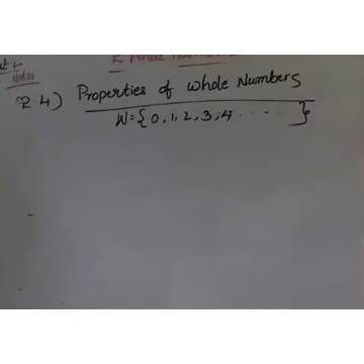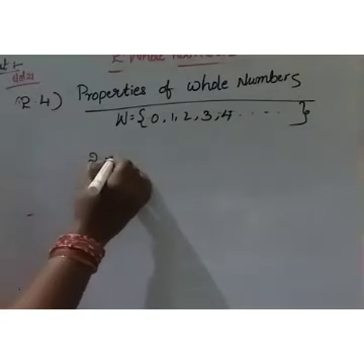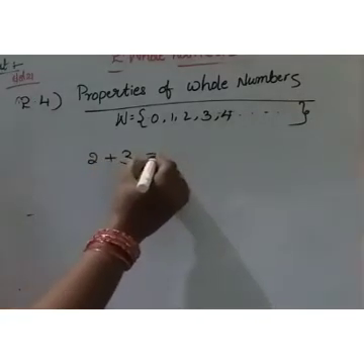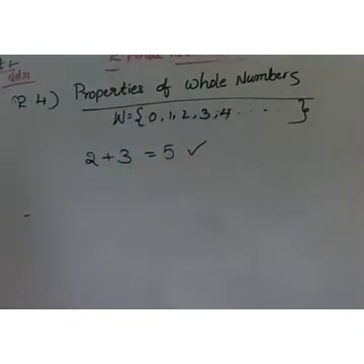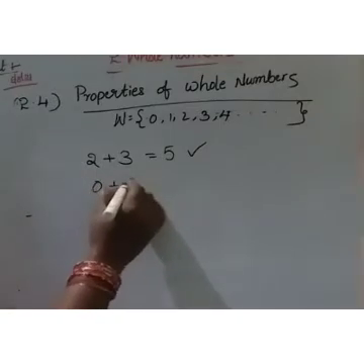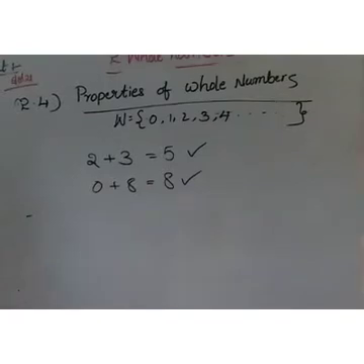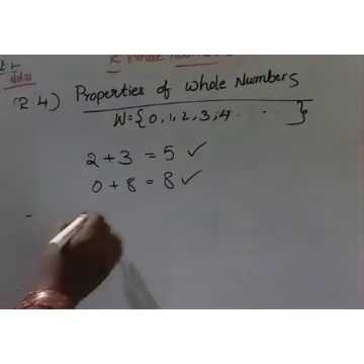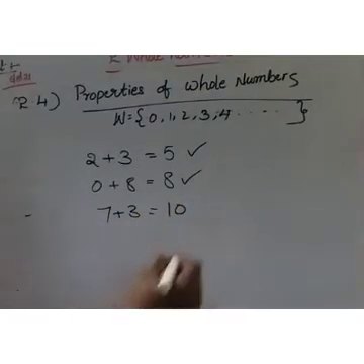Take any two whole numbers. Suppose 2 is a whole number and 3 is a whole number. The total is 5, and 5 is also a whole number. Suppose 0 plus 8. The total is 8, which is also a whole number. Next, 7 plus 3, we get 10. 10 is also a whole number.